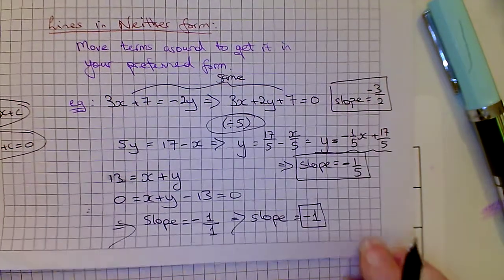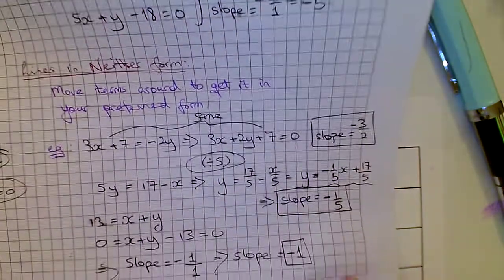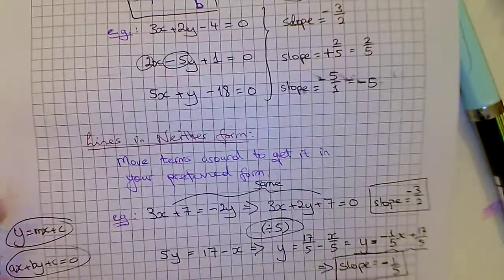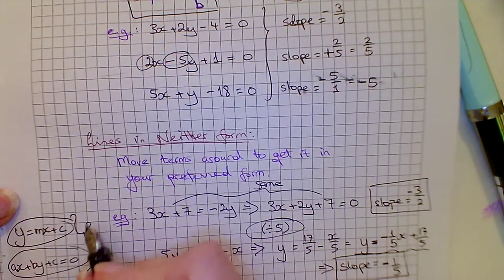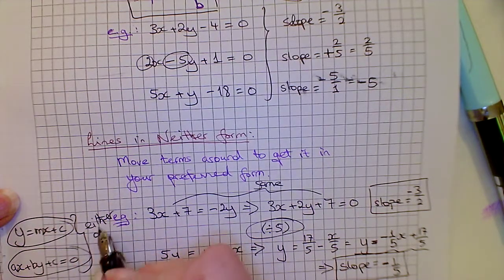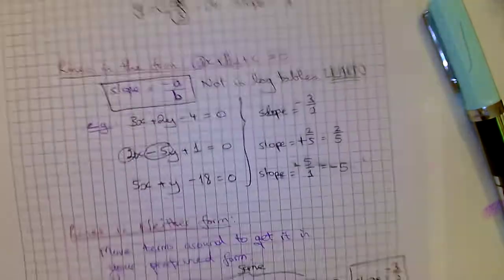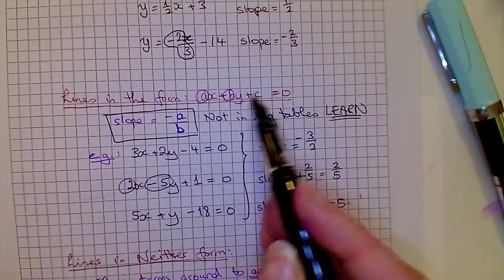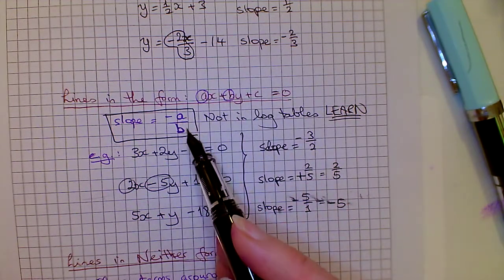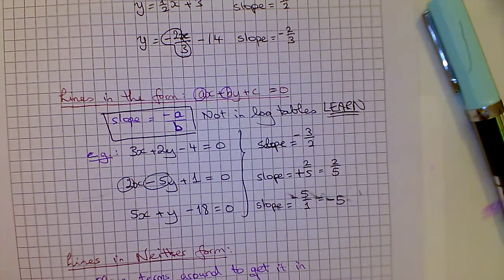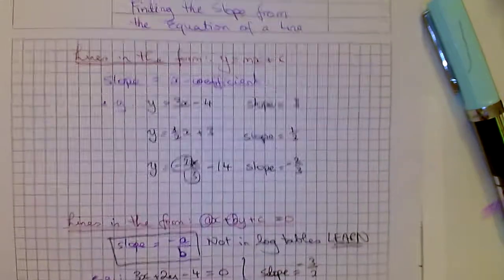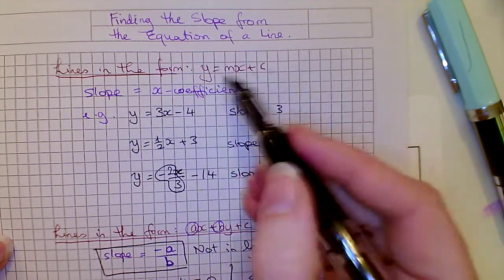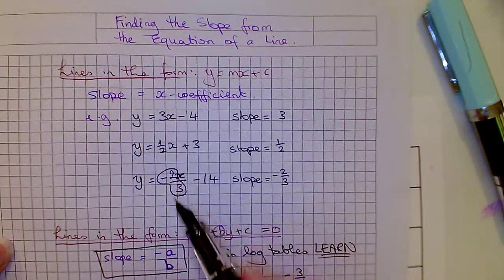Okay, so that is how we change our lines around to find the slopes. You can change it to either of these formats. It doesn't matter. Either one is okay. Once you have it in this form, everything on one side equal to 0, then it's the x coefficient over the y coefficient and change the sign. Or if you have y on its own equal to everything else, then it's just the number in front of x.